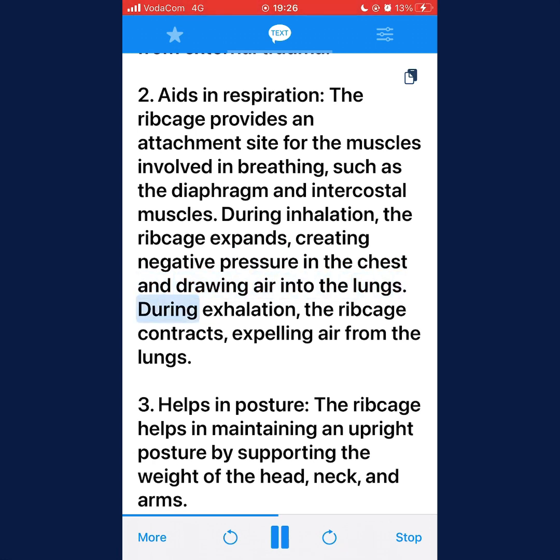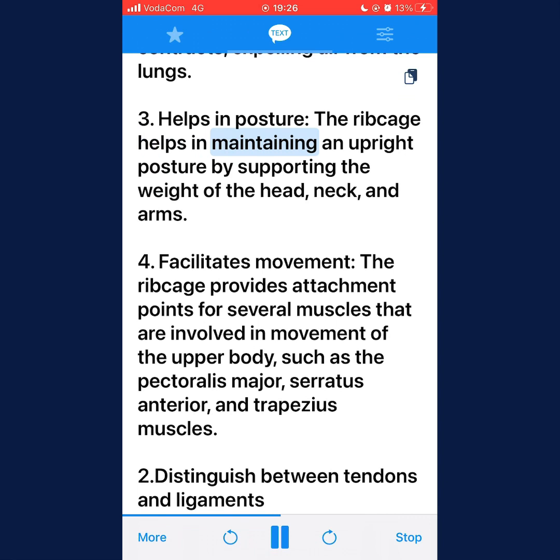During exhalation, the ribcage contracts, expelling air from the lungs. 3. Helps in posture. The ribcage helps in maintaining an upright posture by supporting the weight of the head, neck, and arms. 4. Facilitates movement. The ribcage provides attachment points for several muscles that are involved in movement of the upper body, such as the pectoralis major, serratus anterior, and trapezius muscles.